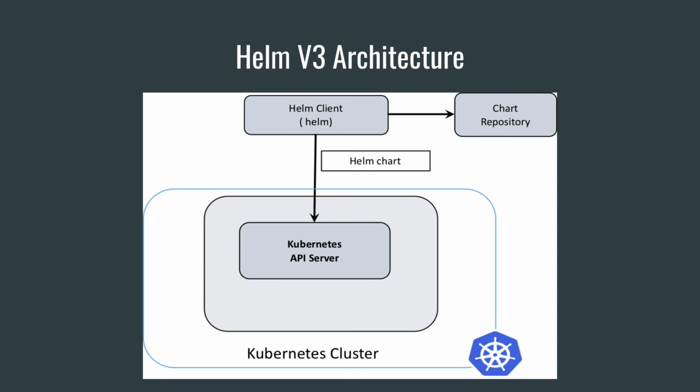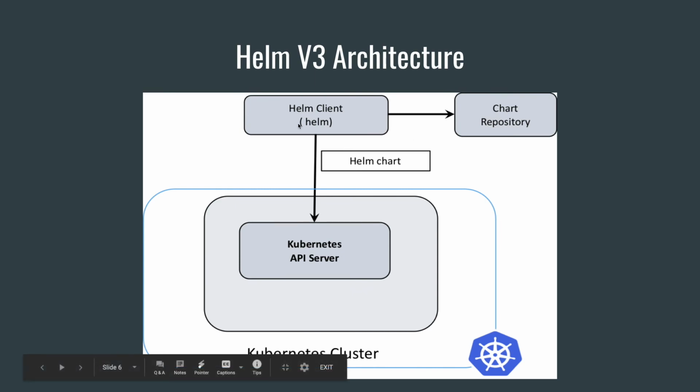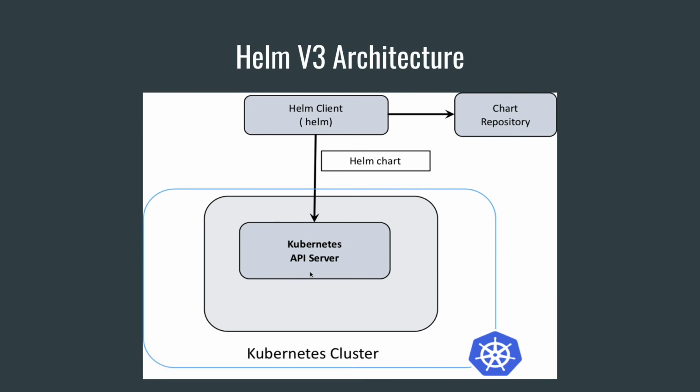So with version 3, they made a big shift. They removed the client-server architecture. They removed the dependency of installing Tiller in your Kubernetes cluster. Now your Helm client can directly fetch charts from the Helm repository and directly install them to the Kubernetes cluster. It has the capability to talk to the Kubernetes API server directly. Way more secure. You don't need to run any more components for a Helm server inside your Kubernetes cluster. So this is a little bit about Helm.